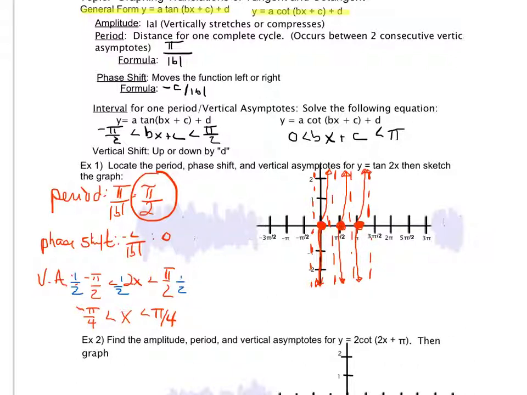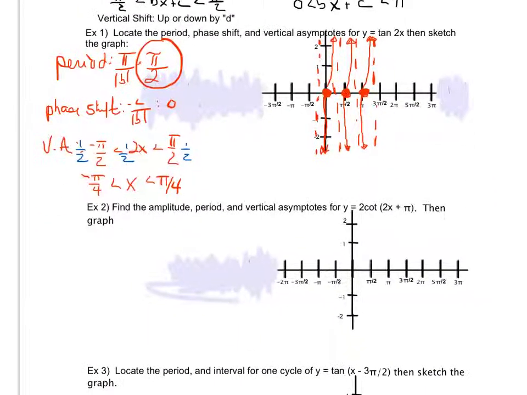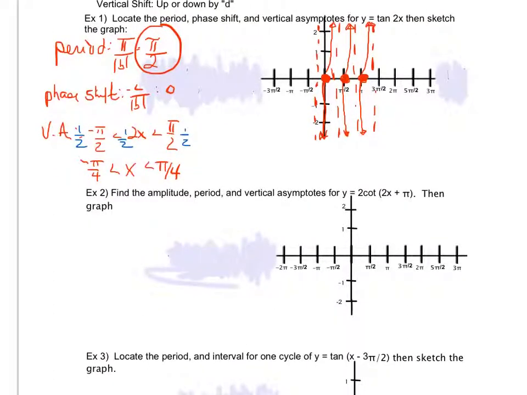So here are 3 cycles. I could continue going. I could do as many cycles as I wanted to do. Traditionally, you'll be asked to do 2. Let's go ahead and look at the next example. I'm going to do the same thing.